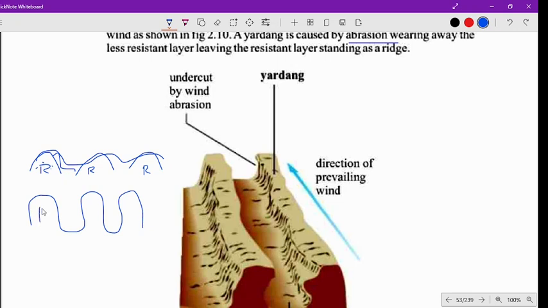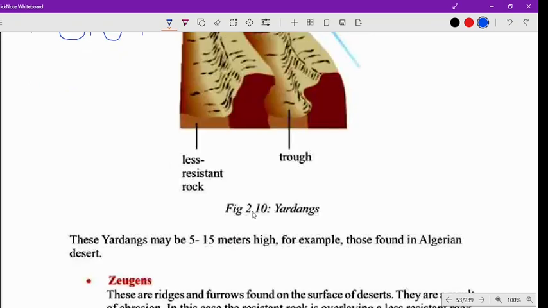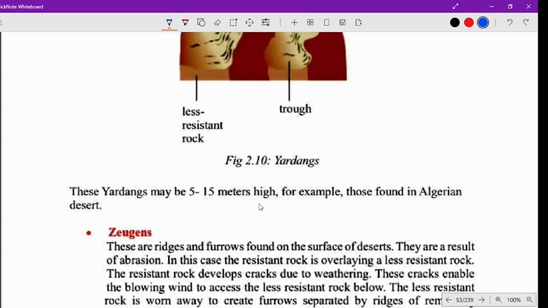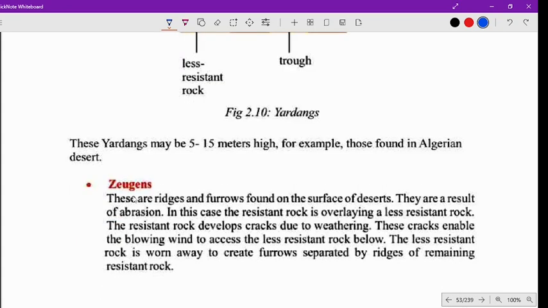Yes, where this is the resistant rocks, they form ridges. This is a resistant rock, this is a resistant rock. So these are the troughs which are formed due to the abrasion effect of prevailing wind, forming yardangs. Zeugen. These are ridges and furrows found on the surface of deserts.